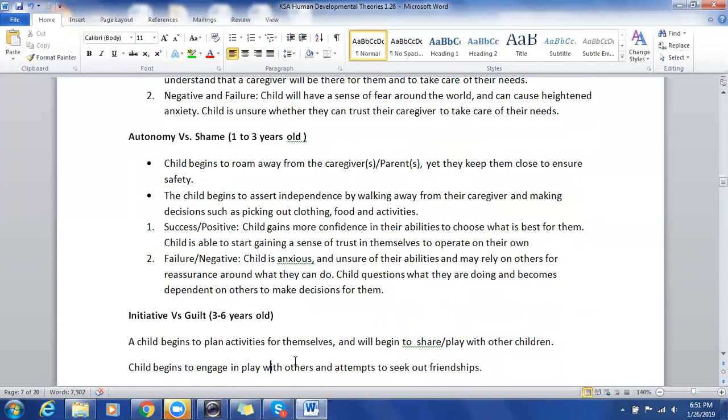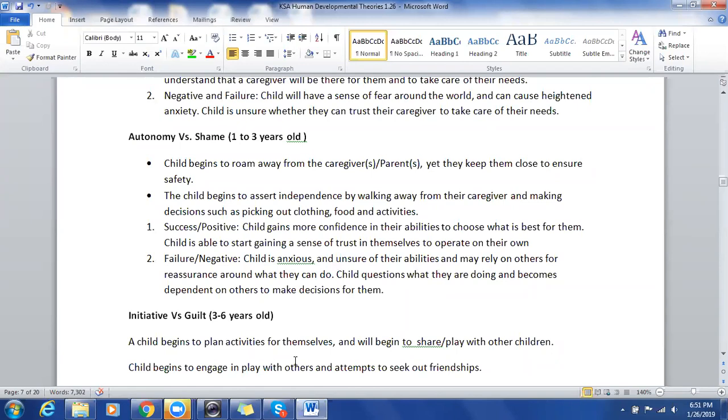So this is when the child begins to roam away from the caregiver/parents, depending on what system is set up. Yet they'll come to them whenever safety is needed, or they'll feel secure when they're around them. So the child begins to assert independence by walking away from the caregiver, but ultimately keeps them close and will roam back to them shortly after.